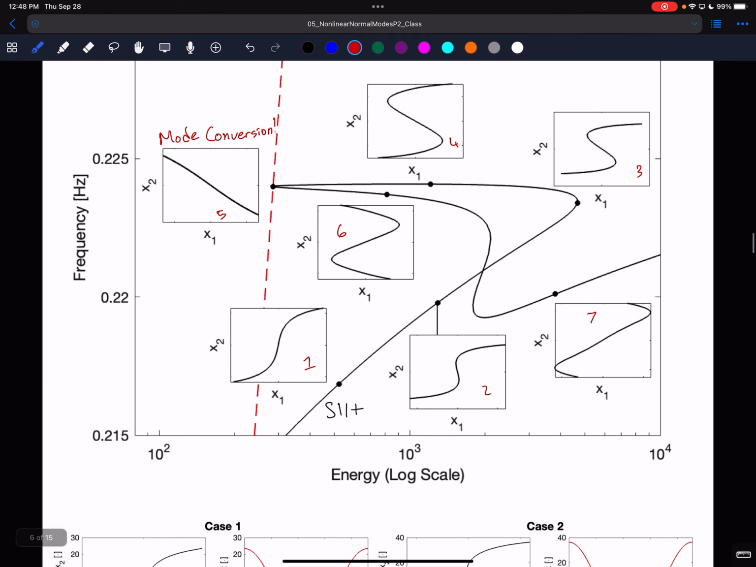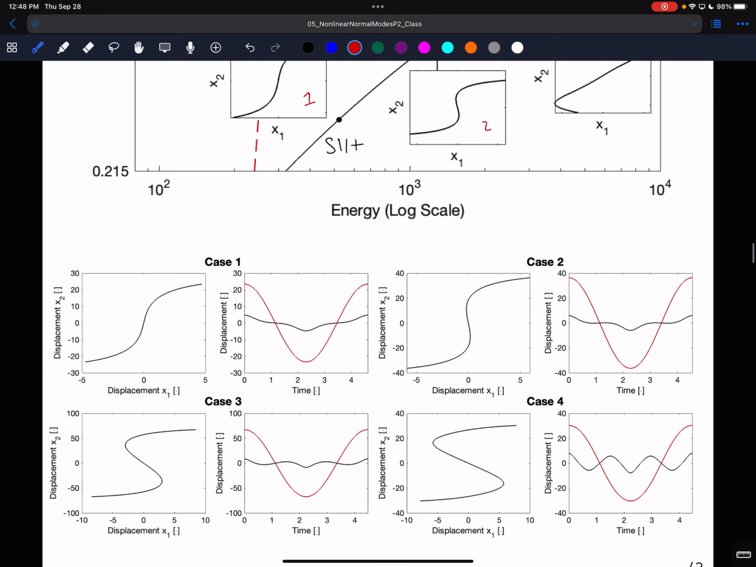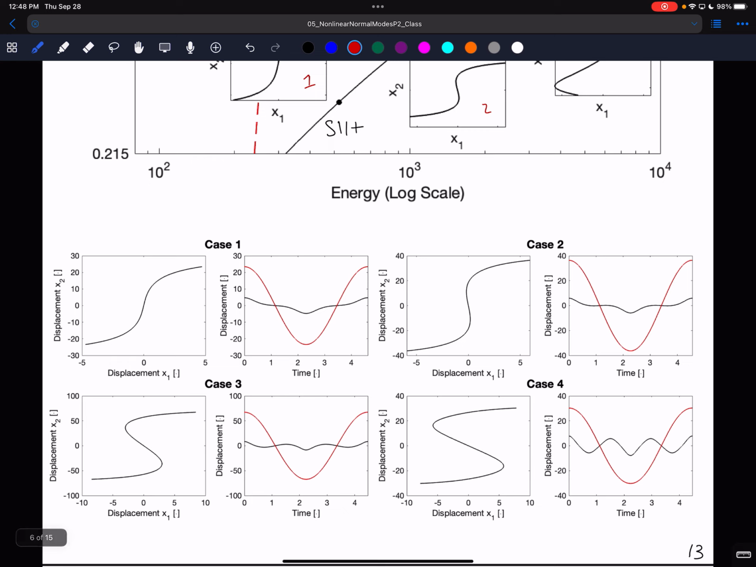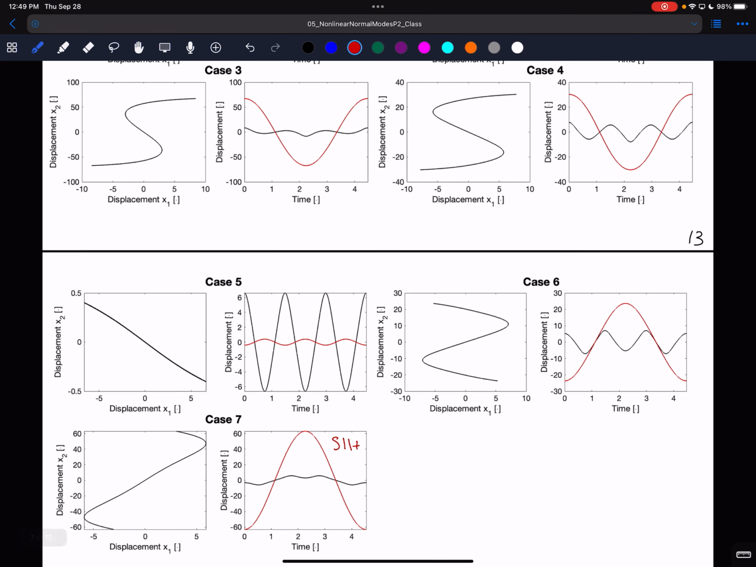So if we come back up here and look at case 4 again, we're again on this 3-1 subharmonic tongue, and 3-1 means that we're getting 3 cycles in the first mass to every 1 cycle in the second mass. If we go and look at case 5, which was where they're out of phase, we have this mode conversion. In this case, we again get 3 cycles in both masses in a single period. And that's why we call that curve S33.